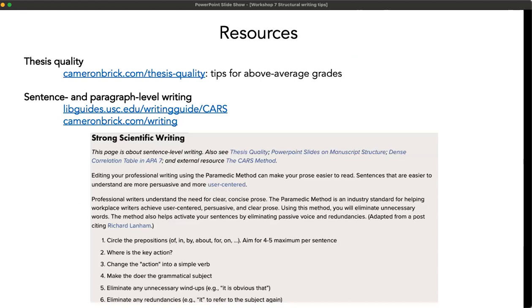Finally, I have a couple of websites which are about different levels of the writing process. One is about thesis quality overall, which will include some things about design that it's too late for now. But there's also stuff about sentence and paragraph level writing. I tried to focus today's workshop on the more high level structuring questions, but I have a lot of advice about sentences as well.